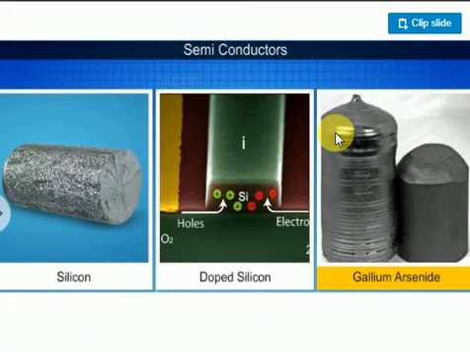Next is semiconductors. Certain materials we cannot call conductors, and we cannot call insulators. They carry only a partial amount of current. Silicon is there, and silicon is doped with some other materials. Germanium and arsenic also act as semiconductors. We use them in electrical chips.